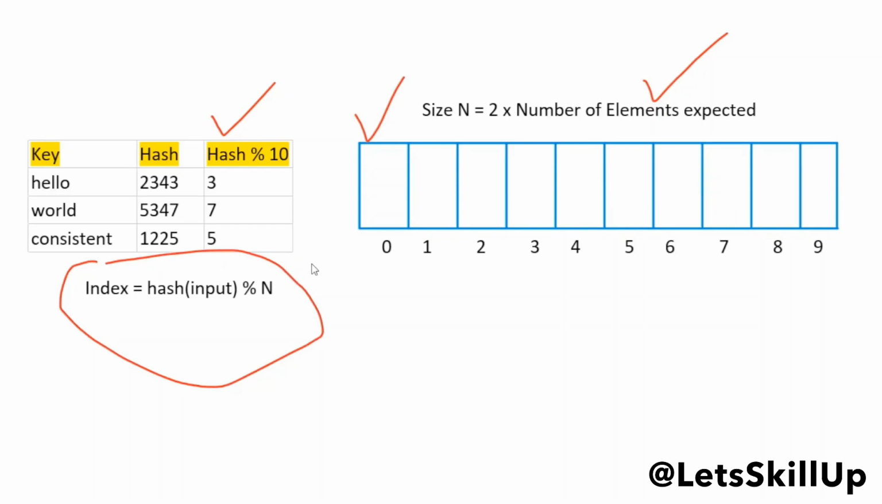In this case, we have size of array as 10. So we will be doing hash modulo 10 in this case to get the array index. So in this case, hello would map to index 3, world would map to index 7, and consistent would map to index 5. Hashing has different types, and collisions can also occur for a given hash function where more than one input is mapping to a given index, but we will not deep dive into details for this video.